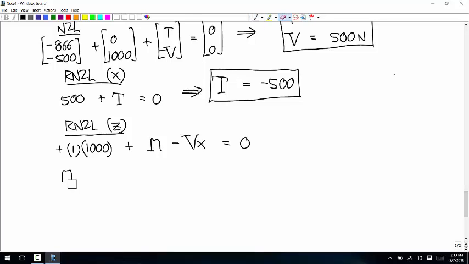So m is equal to Vx minus 1,000. And then substitute in what we know V is, and you get that the bending moment is equal to 500x minus 1,000.